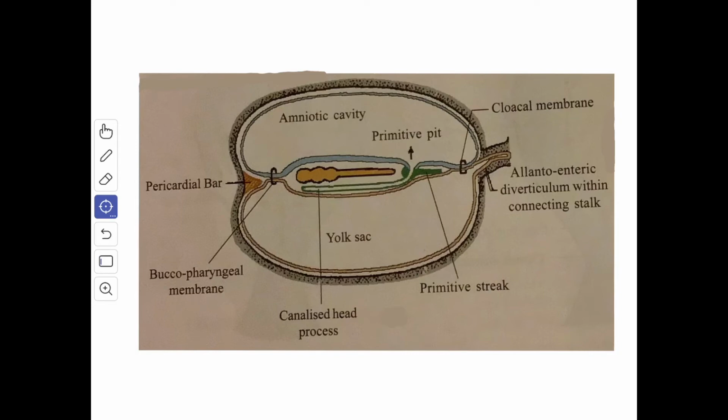As development continues, the cells in the floor of the notochordal canal fuse with the underlying endodermal cells of the roof of the yolk sac. Subsequently, both groups of cells disappear in the craniocaudal direction.